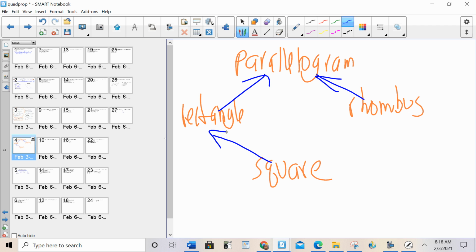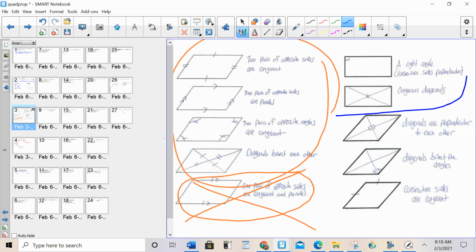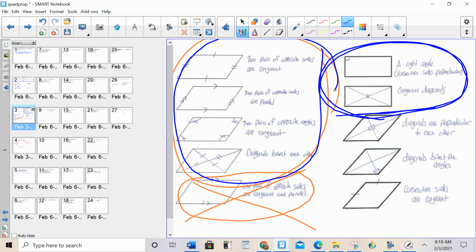And if we look at this picture here, and I've got a lot of diagrams going on, these are the 2 ways to prove a parallelogram is a rectangle, the 2 additional properties of a rectangle: right angle and congruent diagonals. But understand that a rectangle has these 2 properties plus these 4.